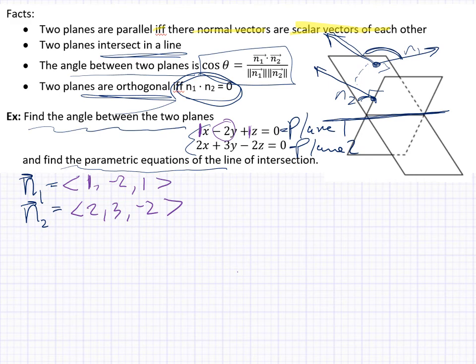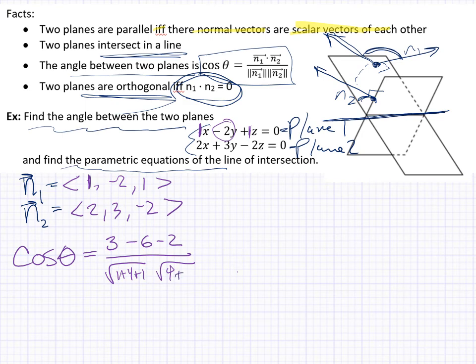That's pretty simple to do, in that we do the cosine of theta equals the dot product over the magnitudes. So that would be 3 minus 6 minus 2 over the magnitude of n1, which is the square root of 1 plus 4 plus 1, and then the magnitude of n2, the square root of 4 plus 9 plus 4. So theta equals the arc cosine of negative 8 plus 3, so that's negative 5, over the square root of 6 times the square root of 17.